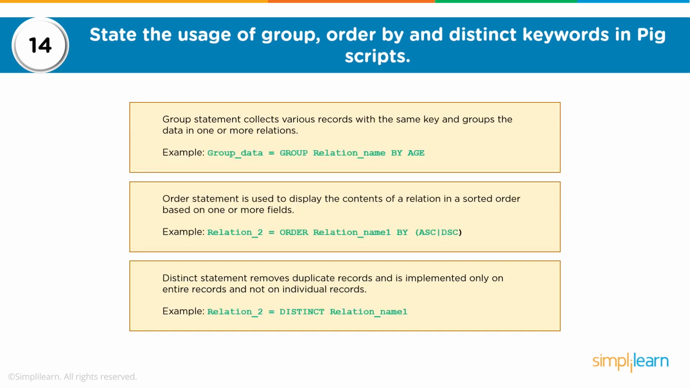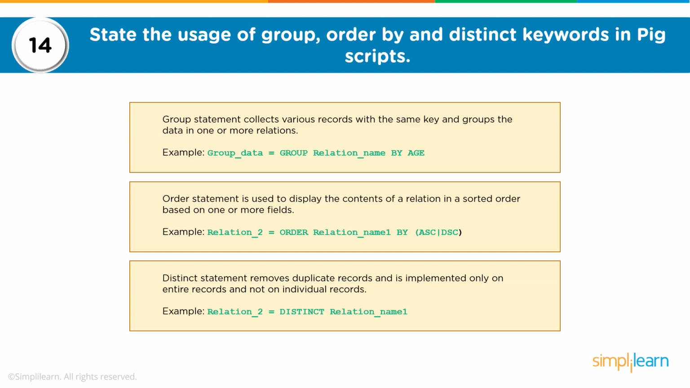Now, if somebody asks, state the usage of group, order by, and distinct keywords in a Pig script. So as I said, Pig is a scripting language, so you could use various operators. Group basically collects various records with the same key and groups the data in one or more relations. Here is an example. You could do a group data. So that is basically a variable, or you can give some other name, and you can say group relation name by age. Now say I have a file where I have various fields, and one of the fields is a relation name. So I could group that by a different field.